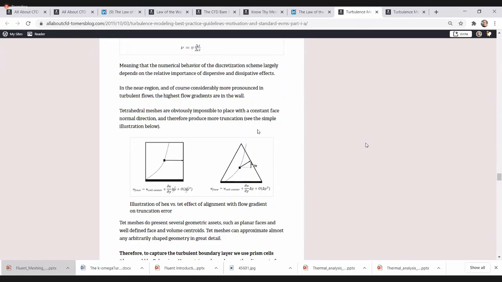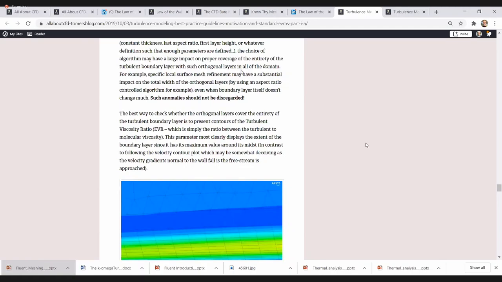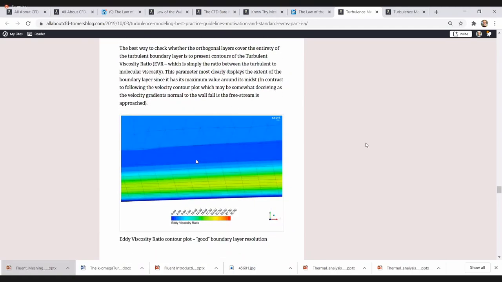Now, rule of thumb is have at least 15 layers inside the boundary layer. At least 15. Sometimes in cases where they have to have very low margins, they use even 40 layers. It's very important. But the way to check covering all the boundary layer is using the eddy viscosity ratio. It's very important. Not the velocity. The velocity could lead you astray. It could look like you cover the boundary layer, but you don't. The eddy viscosity is maximum around the middle of the boundary layer.